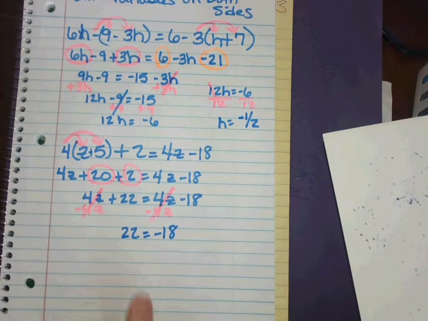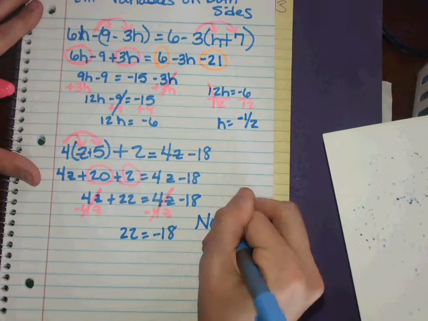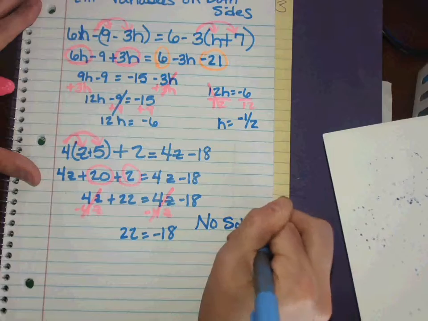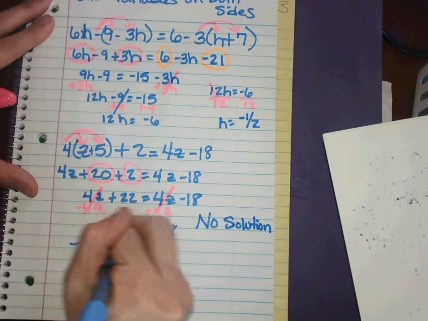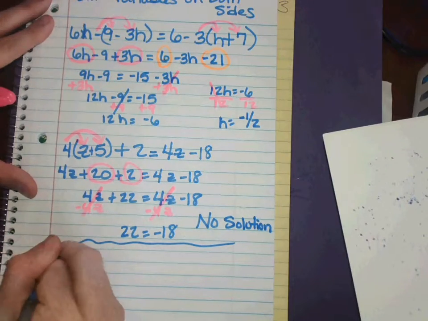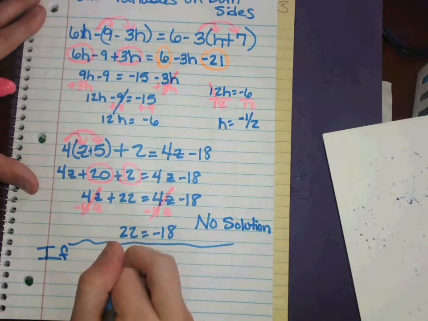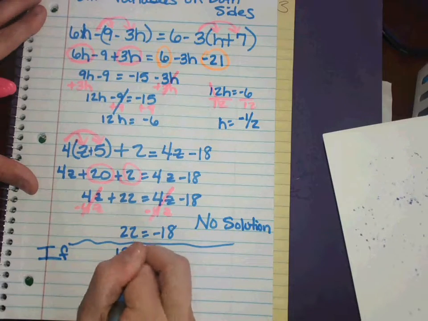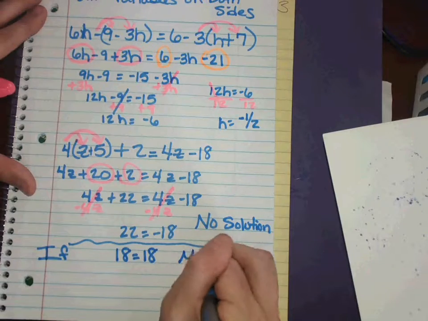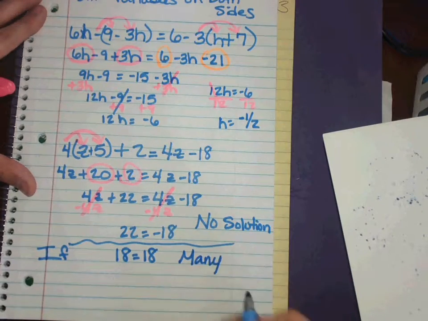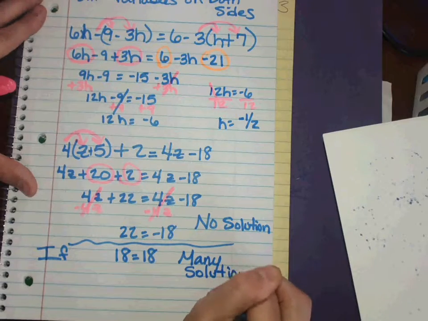Is this a true statement? No, it's not, so there is no solution. Now, if this is a big if, this had ended up being a true statement, 18 equals 18, then it would have been many or infinitely many solutions.